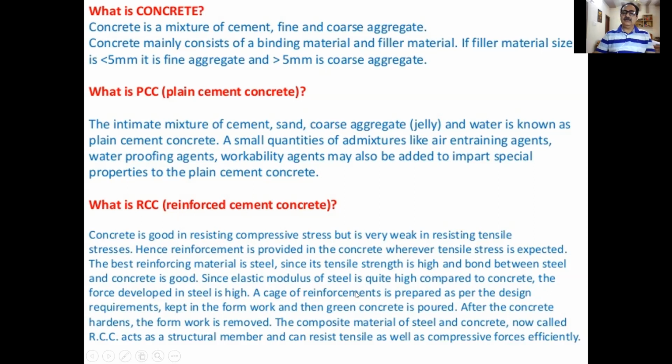Since the elastic modulus of steel is quite high compared to concrete, the force developed in steel is very high. So a cage of reinforcement is prepared as per the design requirements, kept in the formwork, and then green or fresh concrete is poured. After the concrete hardens, after 14 days or 28 days of curing, the formwork is removed. The composite material of steel and concrete is now known as RCC. It acts as a structural member.